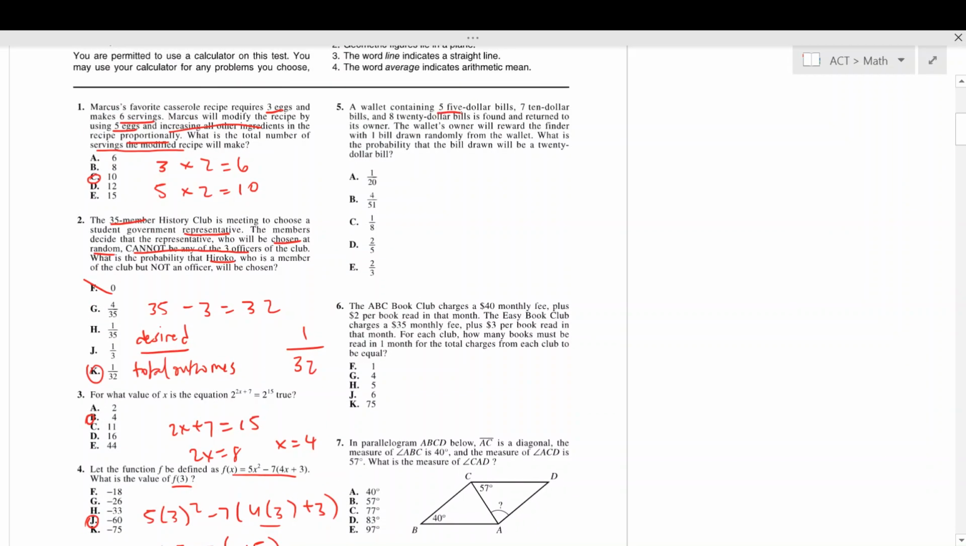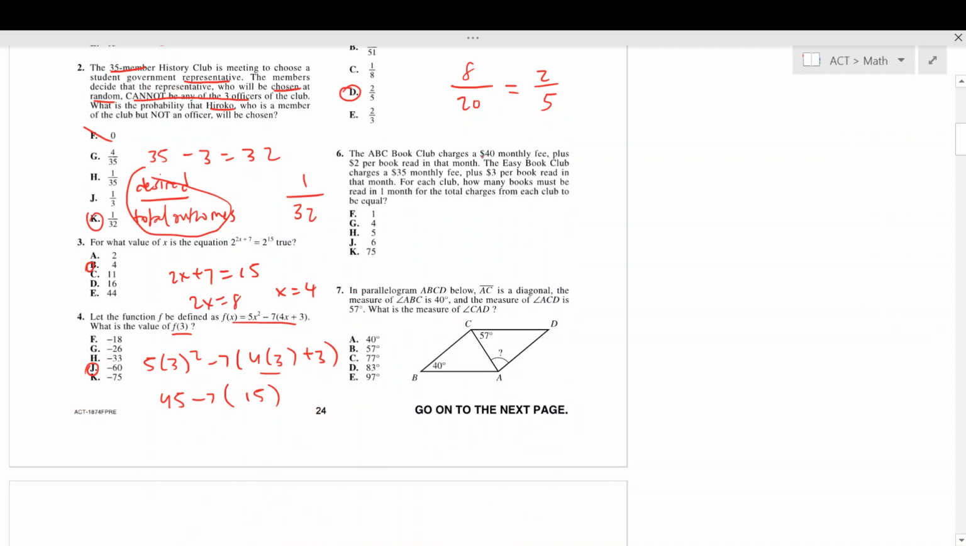A wallet contains 5 $5 bills, 7 $10 bills, and 8 $20 bills. And we're going to draw one bill randomly. What is the probability that it will be a $20 bill? So remember our probability formula, it's desired divided by total outcomes. So let's figure out how many total outcomes there are. So let's figure out how many bills there are. So there are 5 bills, 7 bills, and 8 bills. So that'll be 7 plus 8 plus 5 is 20 bills total. And then how many do we desire? We desire $20 bills, and there's 8 of them. So that's 8 over 20. Let's simplify the fraction by dividing by 4 on top and bottom, so that'll be 2 over 5. That's our answer.